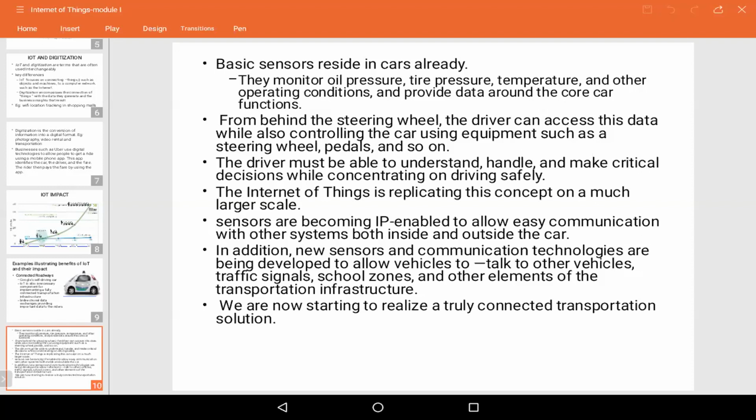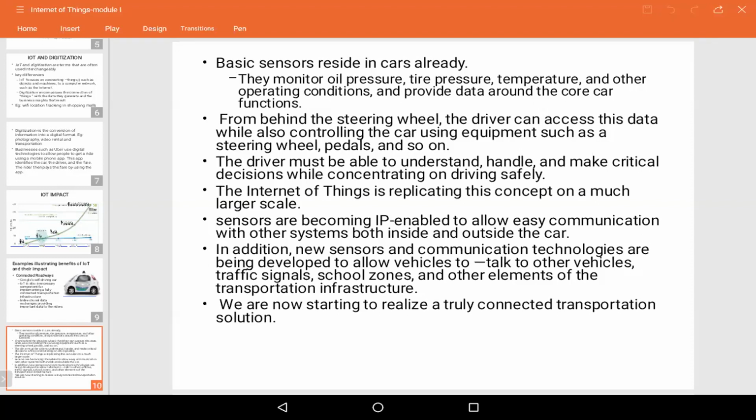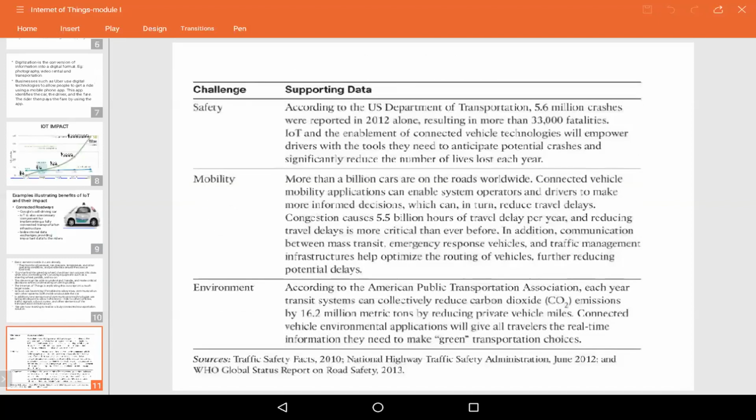Now, the major challenges that were addressed by connecting roadways are three major challenges. So this is the important question, people. They may ask you, what are the challenges faced by connecting roadways? You have to write whatever I spoke along with the three major challenges.